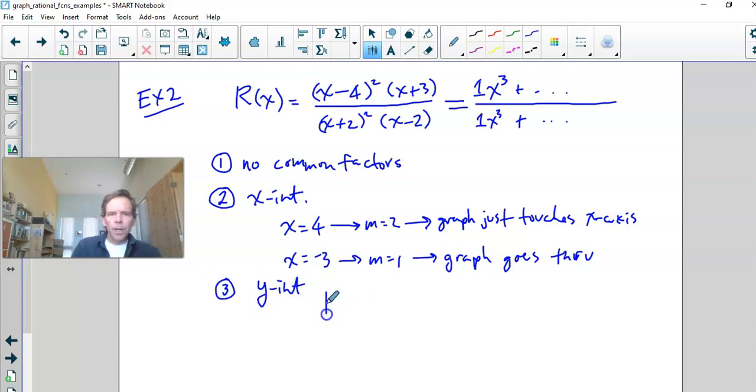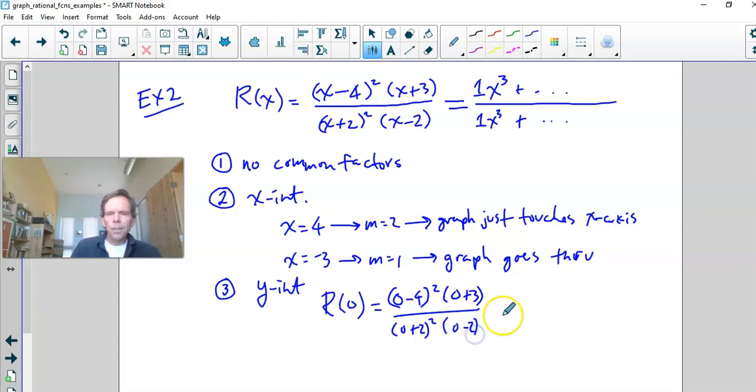Y-intercept. That's always at x equals 0, so we need the function value at 0. In this case, we don't have the general form, standard form, to just look at the last terms. It's a little harder in this one. Let's put 0 in for x everywhere and see what happens. So we'll get like 0 minus 4 squared times the quantity 0 plus 3, and in the bottom the quantity 0 plus 2 squared, and the quantity 0 minus 2.